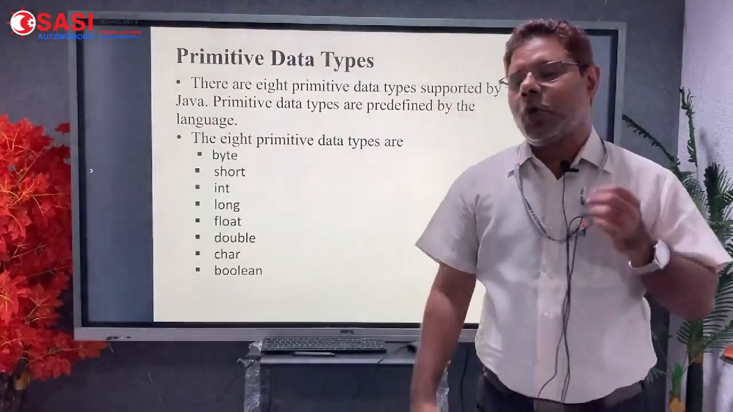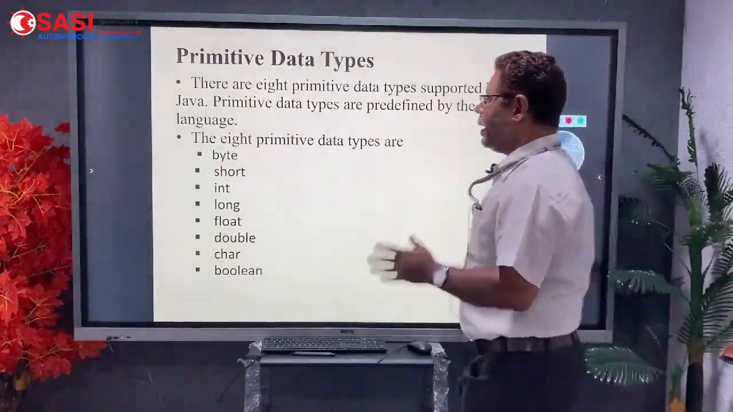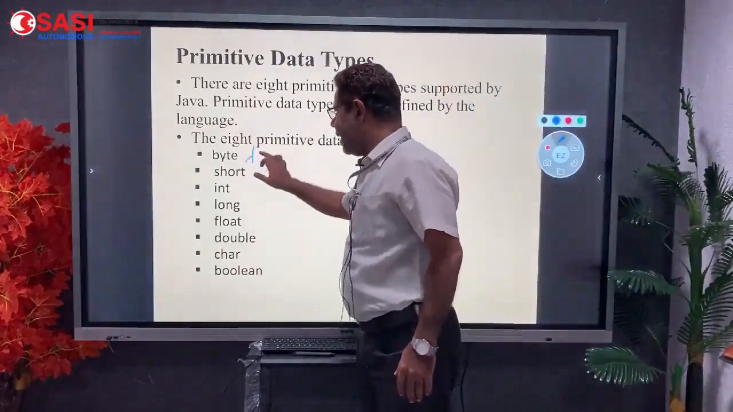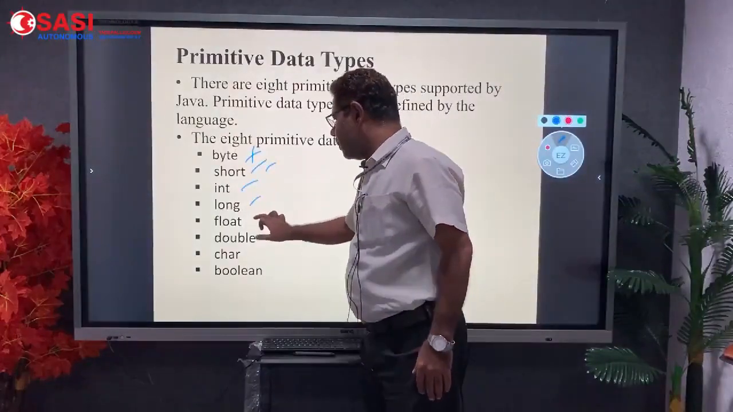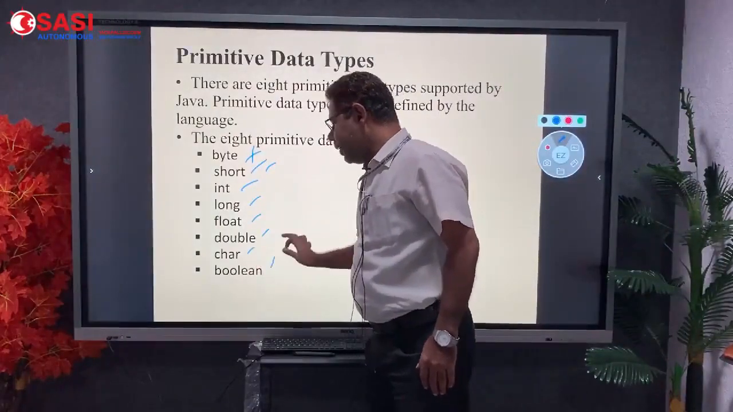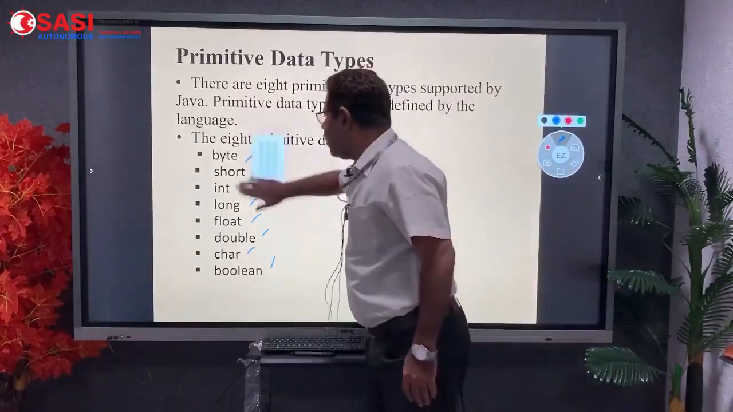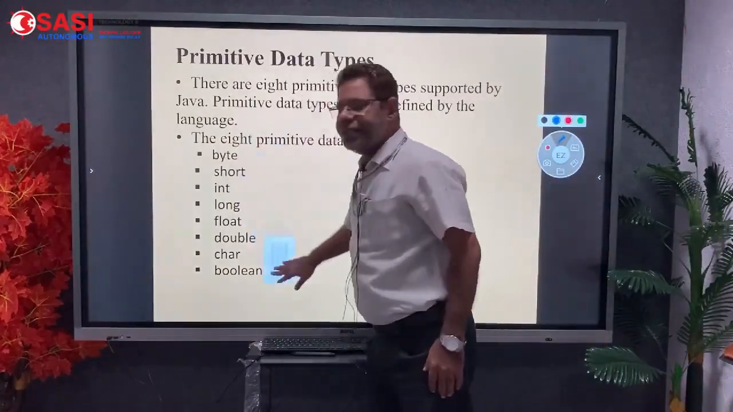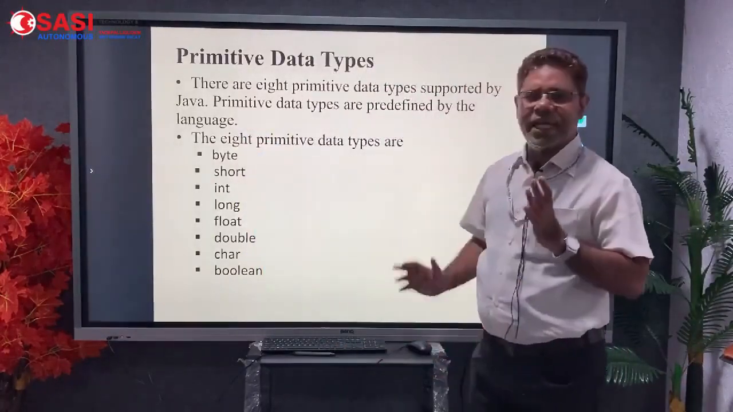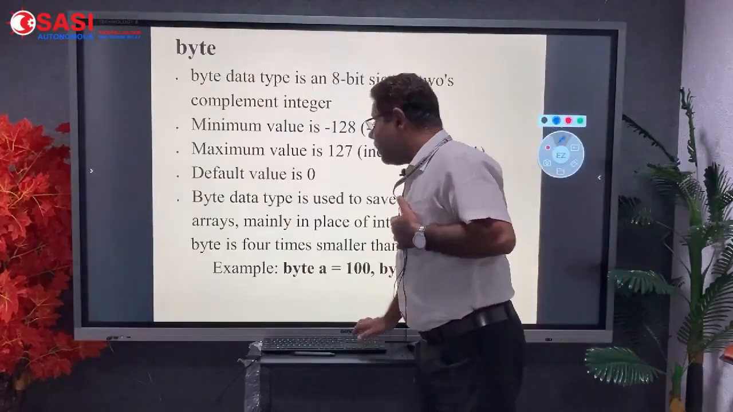So we have totally 8 primitive data types. Already we saw byte, short, int, long, float, double, char, and Boolean. So now we can see one by one. What is byte? What is the size of byte? What is short? What is the size of short? The first one is the byte.